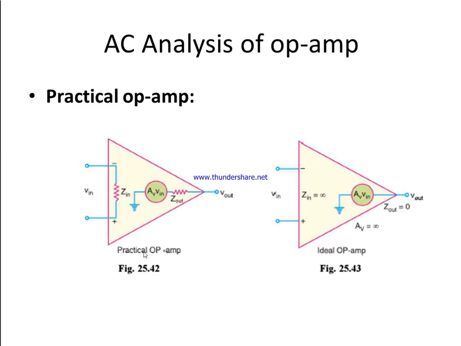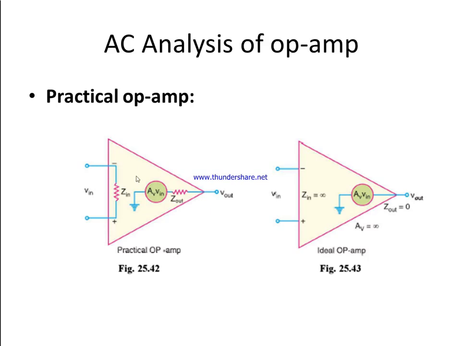When we deal with the analysis of op-amp, we have to study both the case of a practical op-amp and an ideal op-amp. Everything has a practical case and an ideal case, so in the case of op-amp also, we have an ideal op-amp and a practical op-amp. The characteristics of a practical op-amp are its voltage gain, its input impedance, and its output impedance.